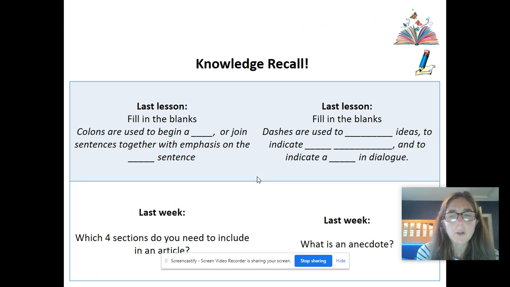First thing, knowledge recall. So you may want to just pause the video and have a quick look at the things that you have learned so far. Try to fill in those gaps and answer the questions. You can either write it down in your books or just do it in your head, and then we'll check on the next slide.